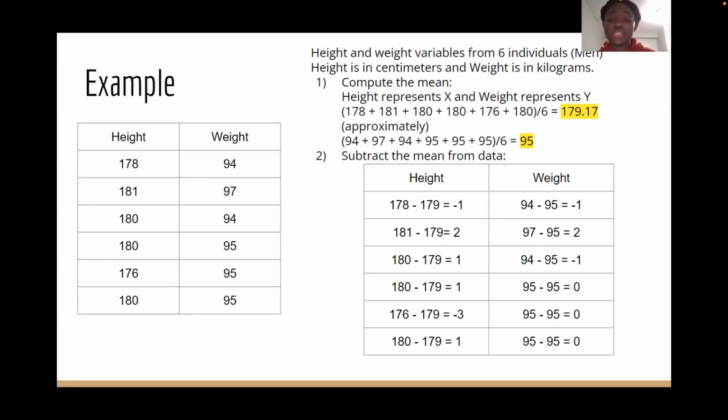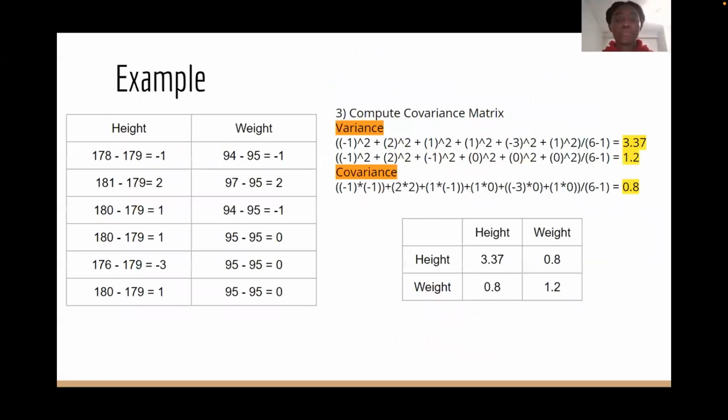The mean 179 and obtained -1. Repeated the same process for the weight. So 94 minus 95, which I obtained also -1. The third step was to compute the covariance matrices. So in order to do that, I had to calculate 1, the variance, and 2, the covariance.